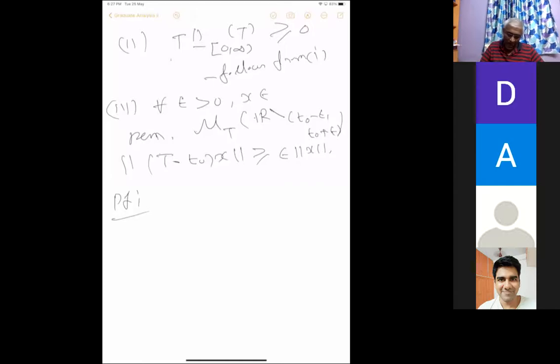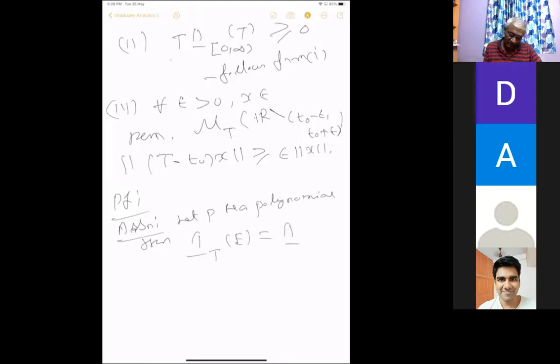Okay, so here I want to give an assignment, which will make sure you understand this language. So this assignment: let P be any polynomial. Then 1 of T of E is the same as 1 of P of T of E. This makes sense. So use the spectral mapping theorem.